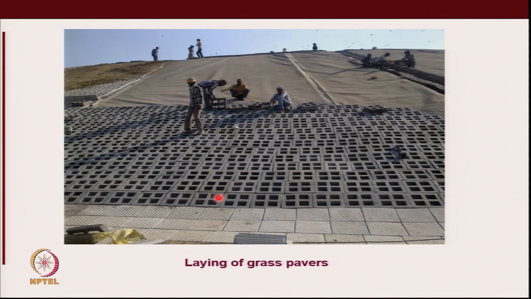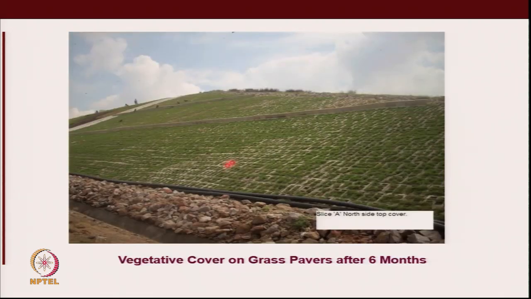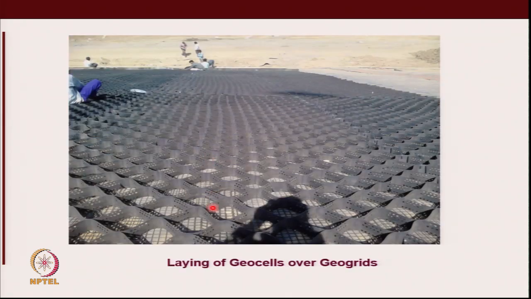This is at the Ghazipur landfill on the slope. They were using paver blocks because soil was not stable. We'll look at it under slope stability issues, but I just want to show you that's grass in the paver blocks along the sides. These are geocells. I said geocells filled with soil.